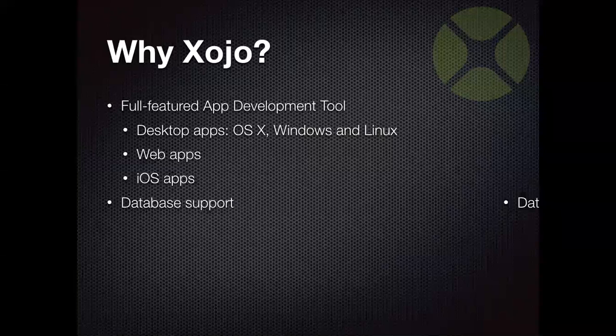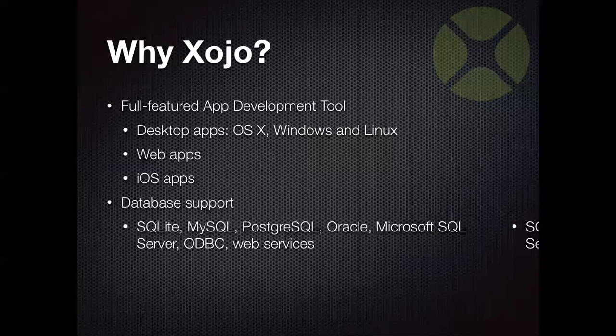Xojo has a wide variety of database support. It can connect to all the databases you see here: SQLite, MySQL, Postgres, Oracle, Microsoft SQL Server. You can use ODBC to connect to just about any database for which you have an ODBC driver. And you can also use Xojo's built-in networking capabilities to connect to web services, which allow you to connect to just about anything else that acts as a data store that maybe has a web service in front of it instead of directly connecting to the database.